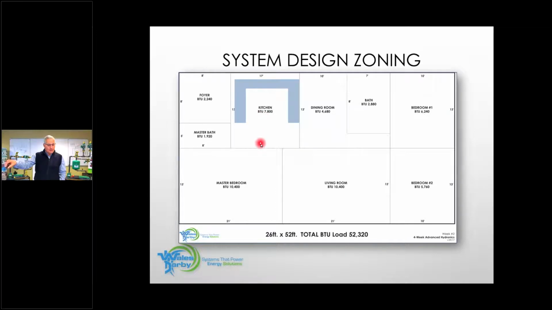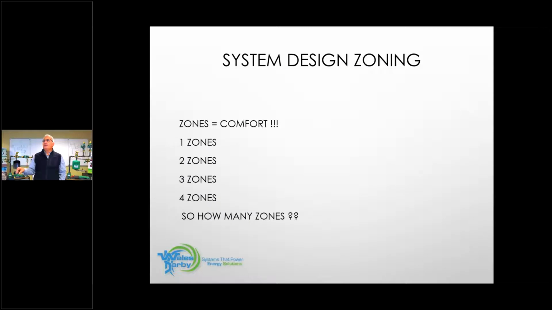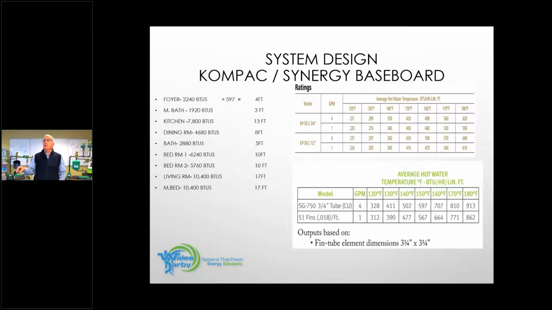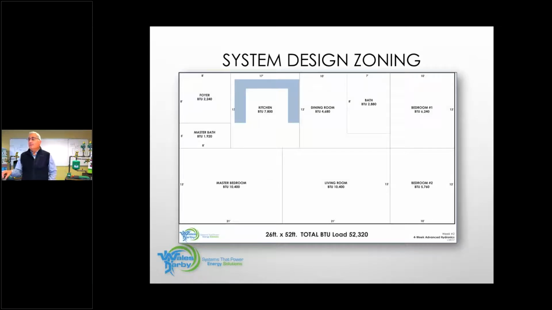I've got to get how much baseboard in there? What did we say for the kitchen again? Anybody remember? Let's back up. What was the kitchen? The kitchen was 13 feet. All right. As my grandmother used to say, how am I going to get that in there? How am I going to get 13 feet of baseboard in that room? So to me, I see this as 4 zones because the kitchen's a challenge.